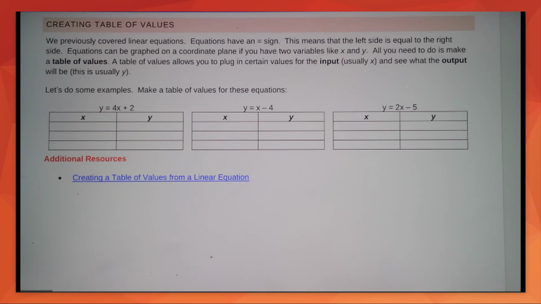There's a really easy way to do this, and that's by making a table of values. So I also want to talk about the difference between an input and an output.